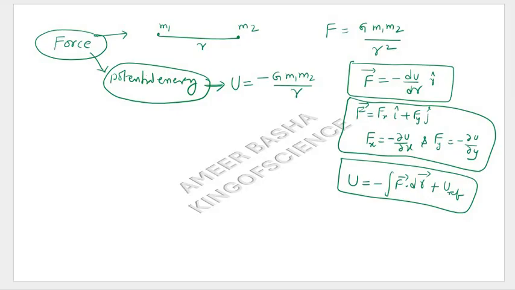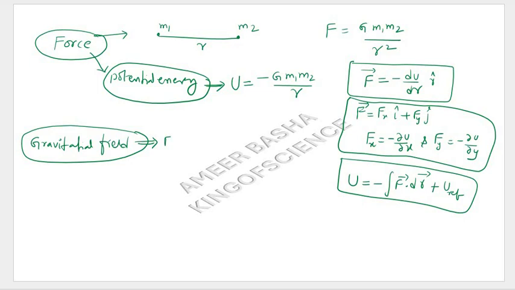Now come to the gravitational field. The idea of the gravitational field is simply this: we define the gravitational field E as the force per unit mass, generally called the test mass. This gravitational field strength has another meaning: acceleration due to gravity. That's why I give it the symbol g.